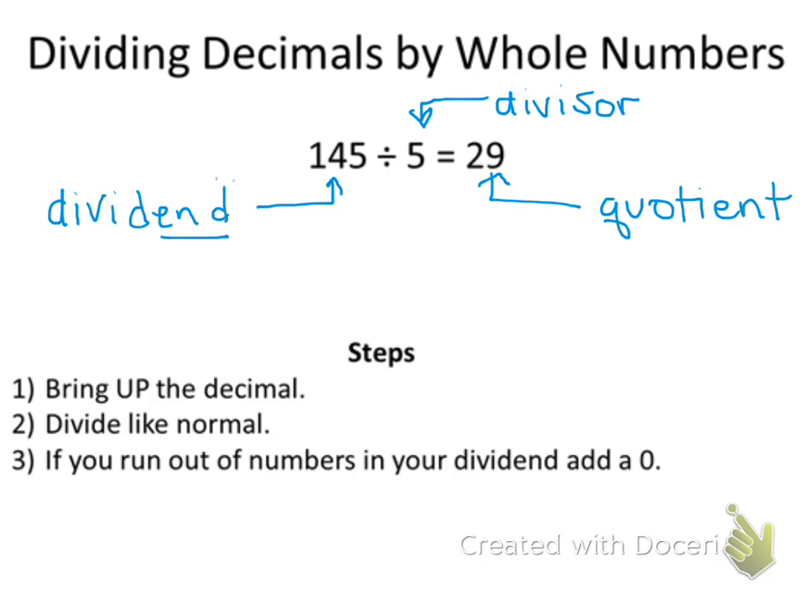Today, we're going to be looking at dividing decimal dividends by whole number divisors. The steps: the first thing you're going to do is bring up the decimal. Then we're going to divide like normal. The last thing that's different is if you run out of numbers in your dividend, when you go to bring it down, you're going to add a 0. Okay, let's use these steps to do a few problems.